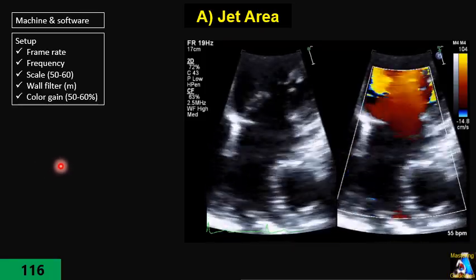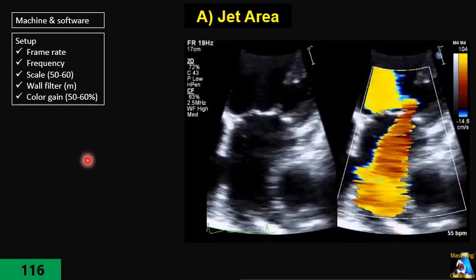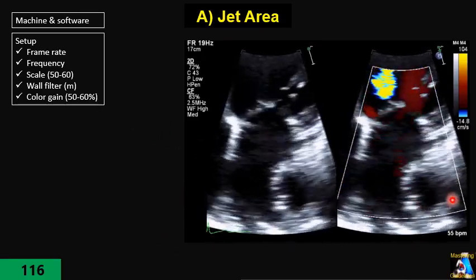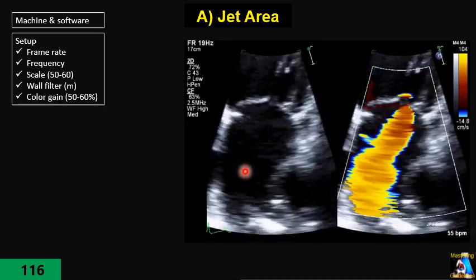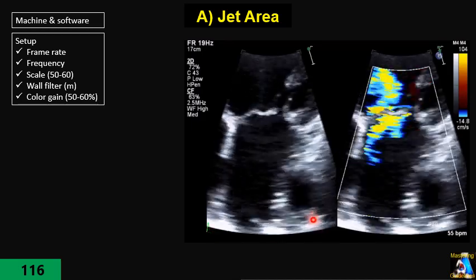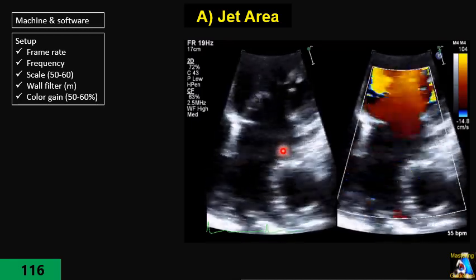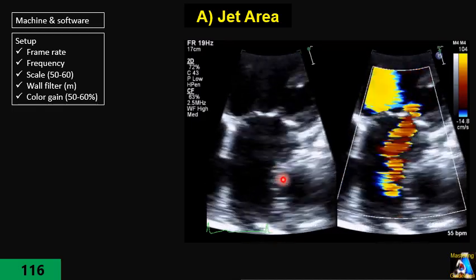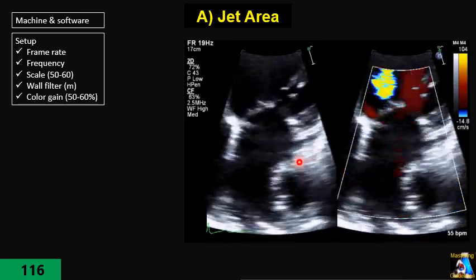Second is the setup. Setup affects the jet area a lot. First is frame rate. Frame rate depends on two factors: depth and sector width. For that purpose, we usually use zoom mode. That is the easiest one, but you can also narrow the sector width. It gives the same result as zoom mode, with only one difference. Both will give you the same frame rate, but zoom mode gives you higher resolution.